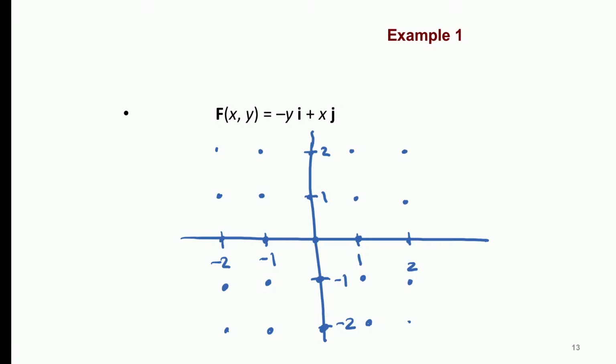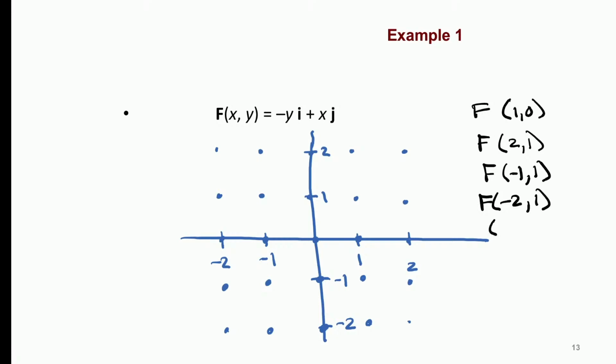But let's take a look at what this would be. Essentially, I'm going to take each of these points, for example the point 1, 0, and plug it into this function. I'll also do this for the point 2, 1. I don't want to do all of these. It gets a little bit tedious. Let's do f of -1, 1, f of -2, 1, f of 0, 2, just to get a sampling of what some of these might look like.